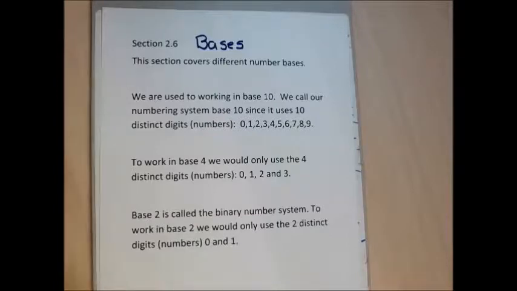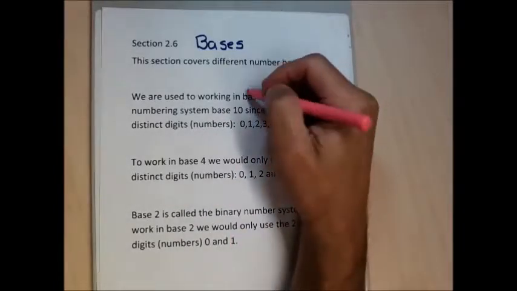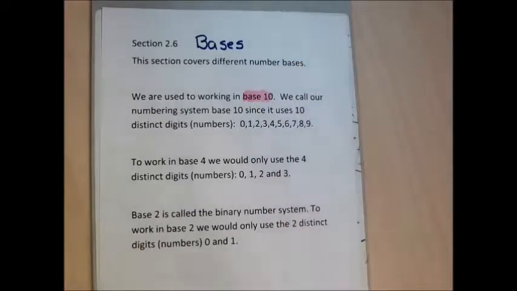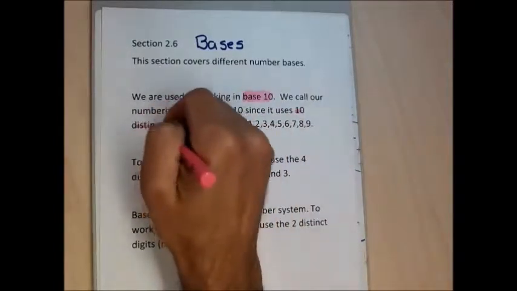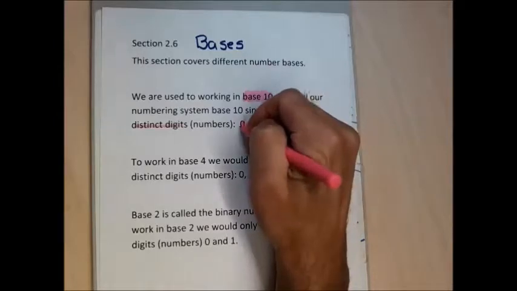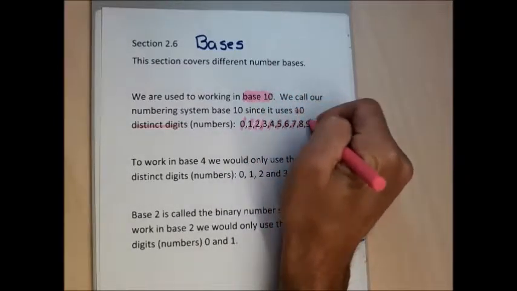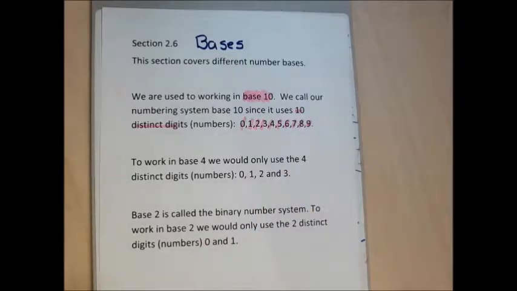So the number system that we're working in is base 10. And I can tell that we're in base 10 because we use 10 distinct digits to represent any number possible. We have the numbers 0 and then 1 through 9. So there's 10 distinct digits. And in base 10, you expect to see 10 distinct digits.